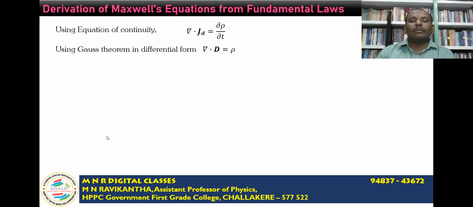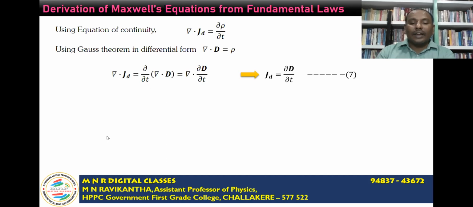Now, use Gauss's law in differential form, that is the first Maxwell's equation: del dot D is equal to rho. So in place of rho, substitute del dot D. So del dot Jd is equal to ∂/∂t of del dot D, or taking this derivative inside, del dot ∂D/∂t. Comparing LHS and RHS, we can write the displacement current density Jd is equal to ∂D/∂t.